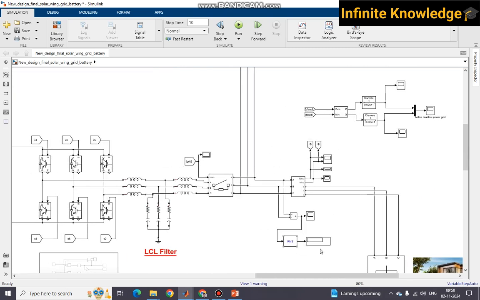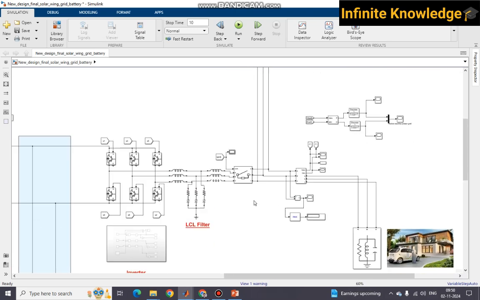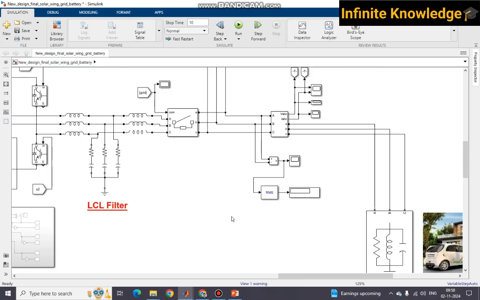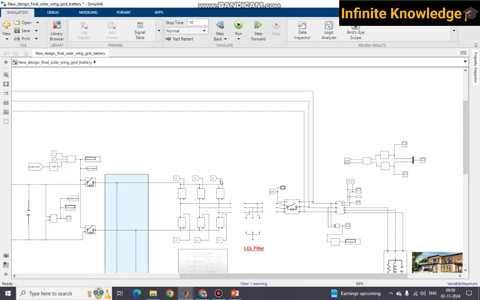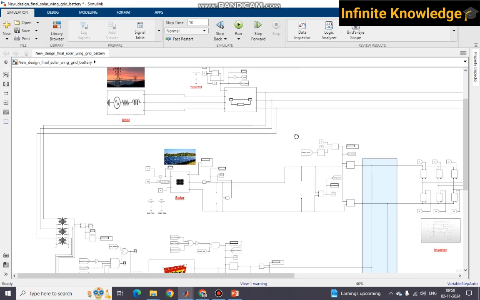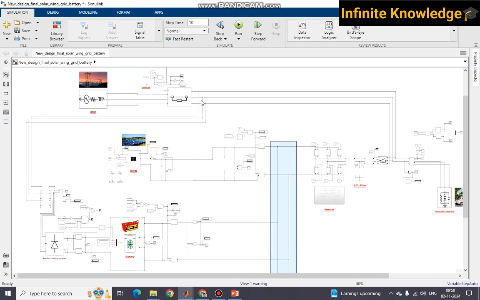This is the RMS supply voltage. You can check the final RMS voltage, the line to line voltage between your two phases, here. And yes, this is the common part. You can see one common bus is created here also. This is a common bus. This is a final inverter.